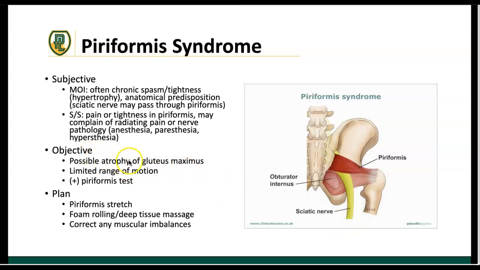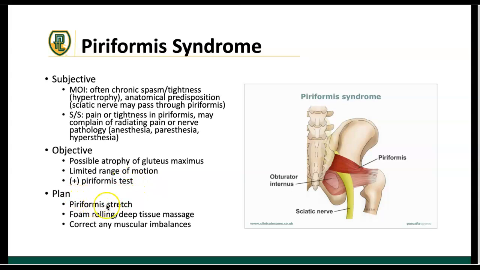So what do we look for? We most often will look at whether or not the patient has atrophied gluteus medius. That would be a big sign and symptom. Limited range of motion. So it's an external rotator. So anytime we externally rotate, if it contracts, it's going to compress on the sciatic nerve, causing more pain. So they'll be apprehensive in moving into an external rotation moment. And we can also use the Piriformis test, which I'll show you in class.